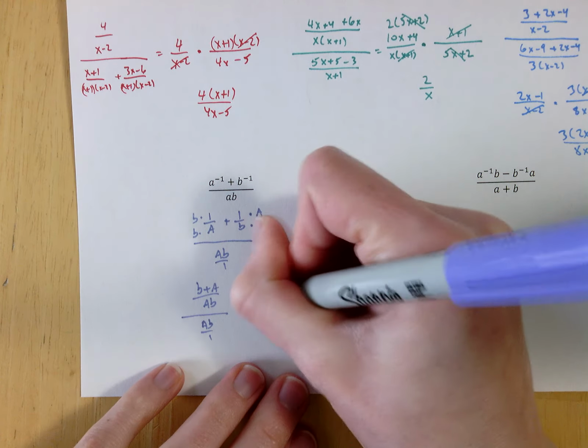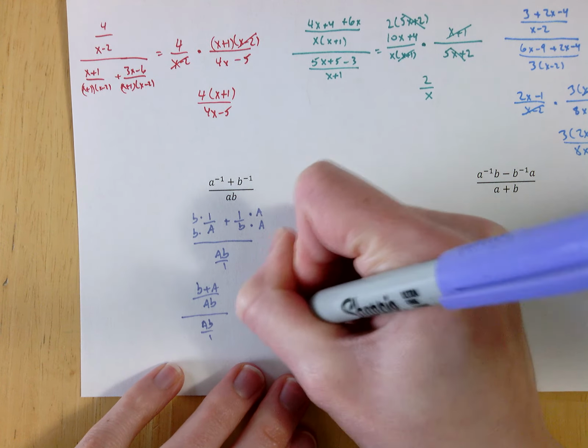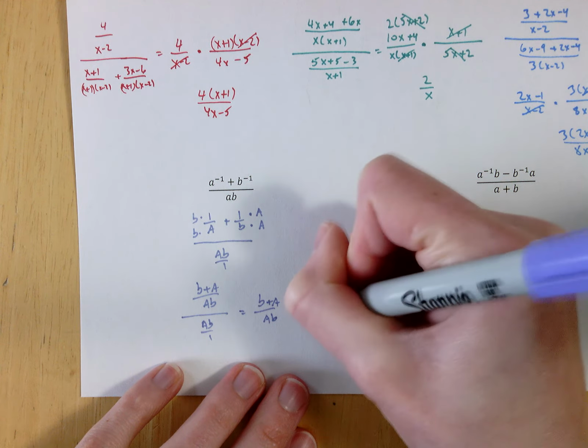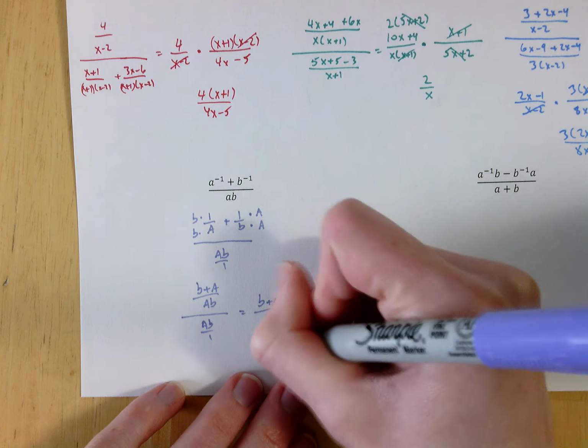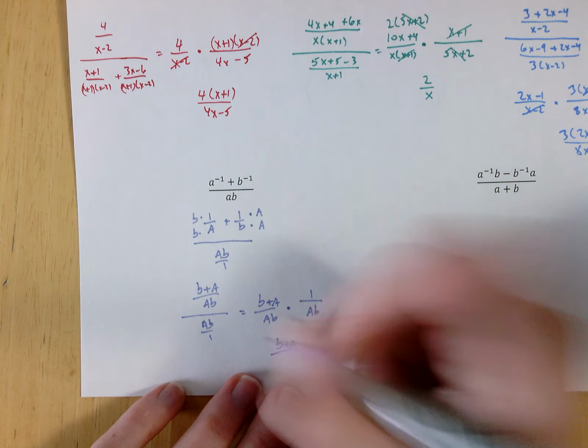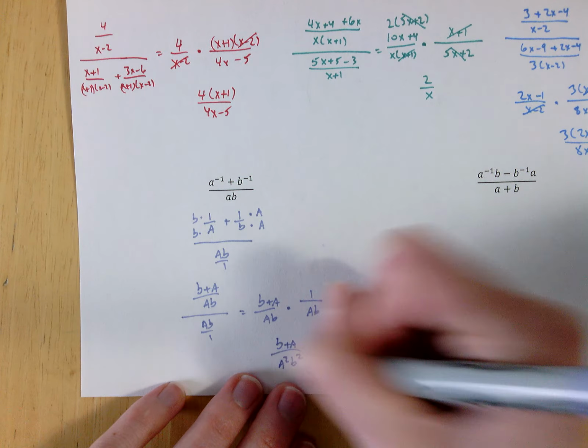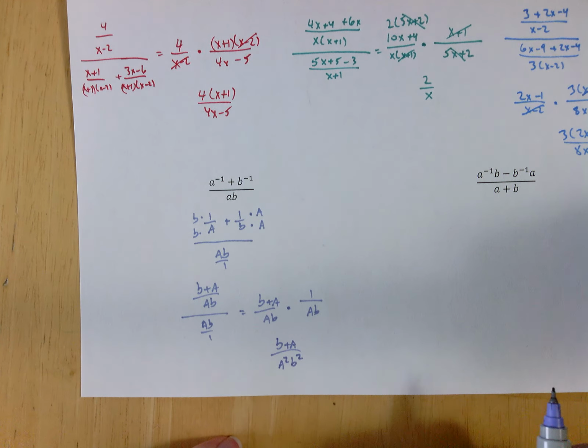Cool. So then from there, b plus a over ab, and then change it to multiplication and flip it. Oh, did you think those ab's were going to cancel? I thought the ab's were going to cancel. I'm a little disappointed. So that simplifies to ba over a squared b squared. And there we go.